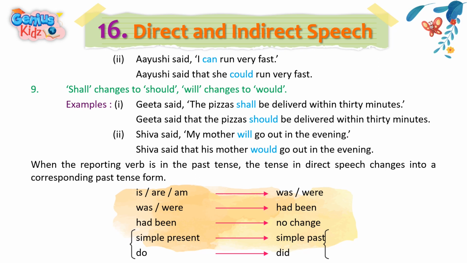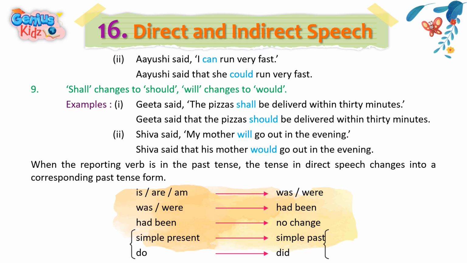9. Shall changes to should, will changes to would. Examples, 1. Geeta said, "The pizzas shall be delivered within 30 minutes." Geeta said that the pizzas should be delivered within 30 minutes. 2. Shiva said, "My mother will go out in the evening." Shiva said that his mother would go out in the evening.